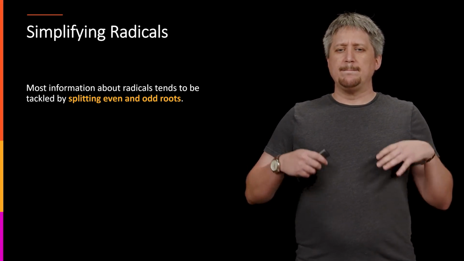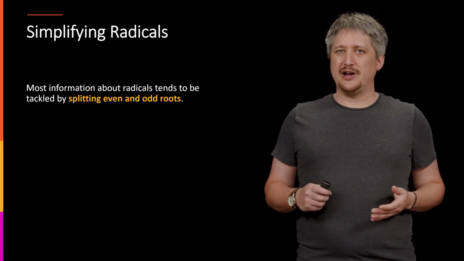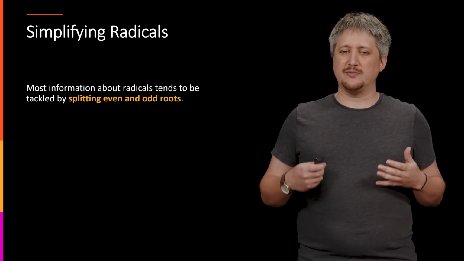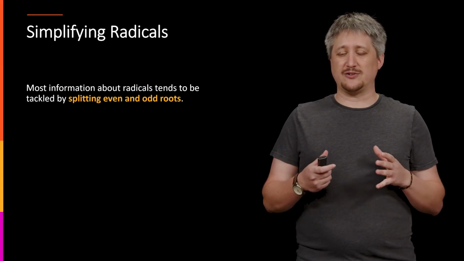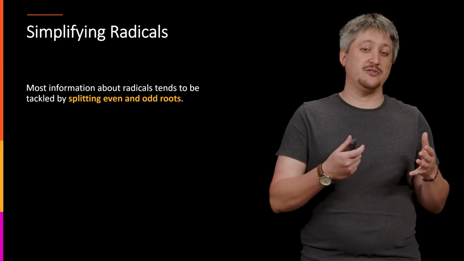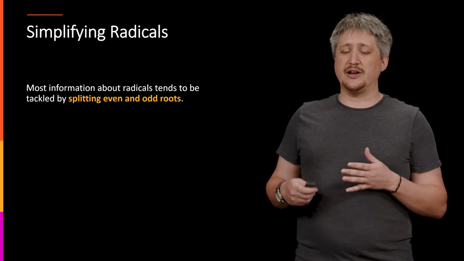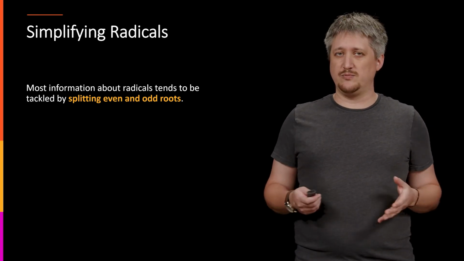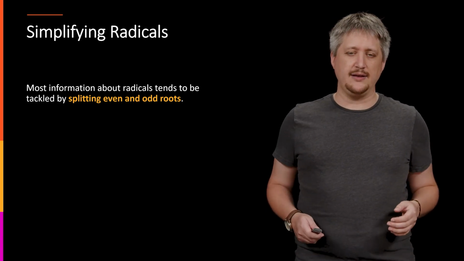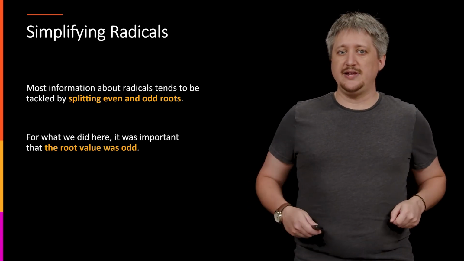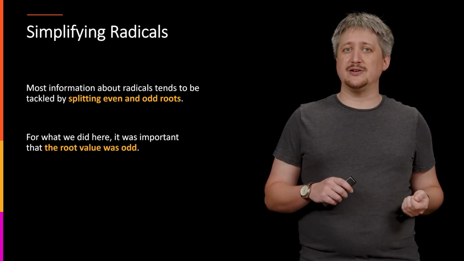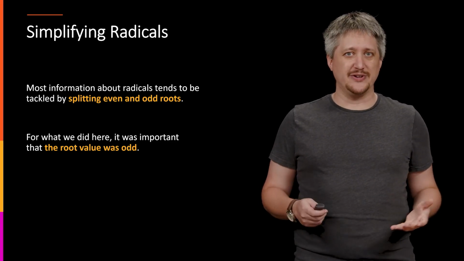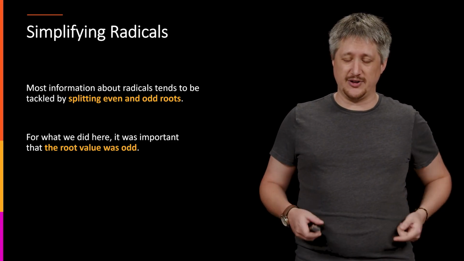Now, there is one last footnote here leading to a different video, which we will also be looking at later. But it's worth mentioning here that a lot of information about radicals is going to come up over and over again in different contexts, but in terms of teaching and learning, it tends to be tackled by splitting apart the cases where your radical value is even and where the radical value is odd. And there's some very natural reasons to do this, which we'll look at. But important for what we're talking about here, it actually was really important that the root value was odd. It was not a mistake that we're using a cube root instead of a square root when we were going through all that algebra stuff.